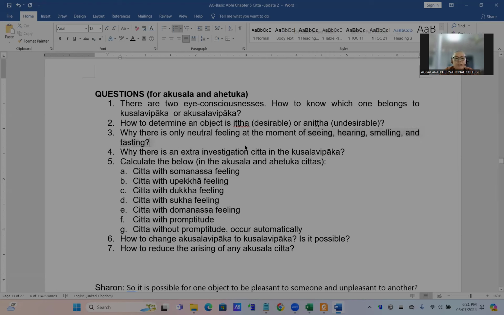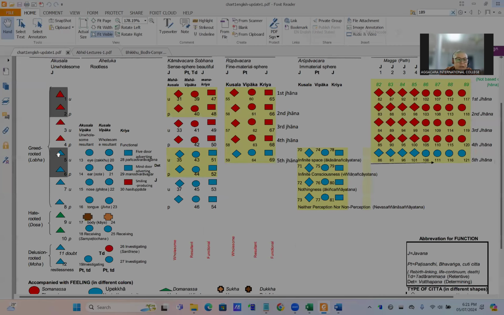So actually, when you see the question, you have to be very careful. It is not in the moment of touching. So we have to think about why it is neutral in seeing, hearing, smelling, tasting. When we see the chart, you can notice that it's all blue color, a neutral feeling. Only the bodily feeling is sukha and dukkha.